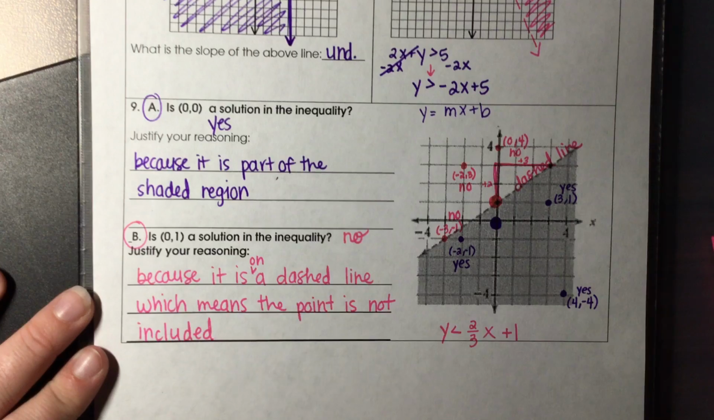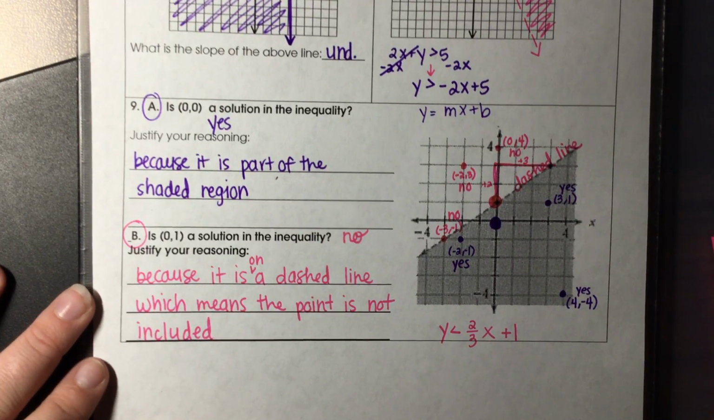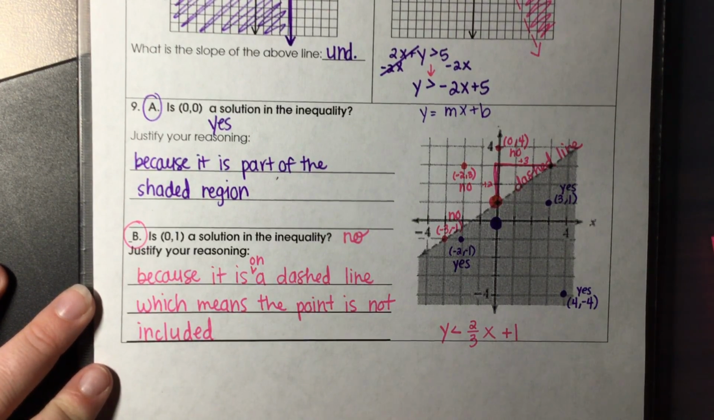A couple of things to remember: parallel is same slope, perpendicular is negative reciprocal slope. If you are talking about a vertical line, that is VUX, which means it has an undefined slope, and the equation is going to be x equals something. On the other hand, a horizontal line is HOY, so you have a 0 slope, and your equation is going to be y equals something.